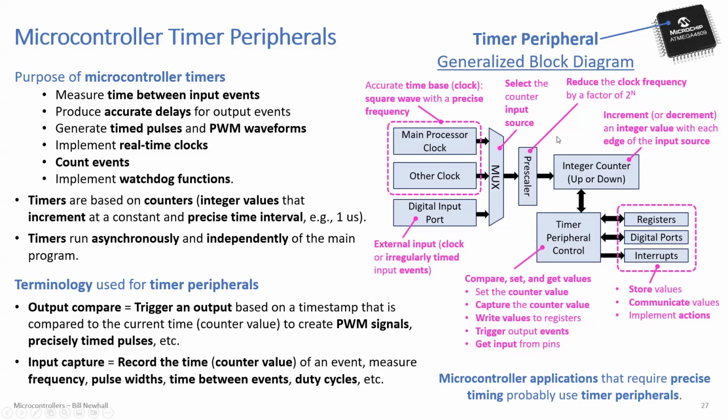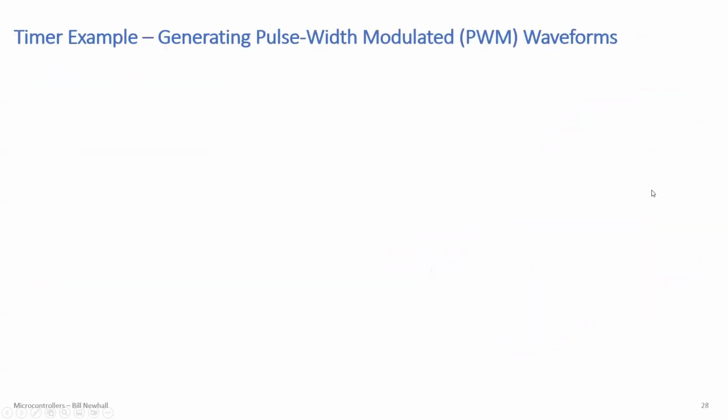Okay, so that's a look at what is inside the microcontroller and what it does at a block diagram level. Let's look at an example of generating a pulse width modulated waveform. How does this work? How does the timer do this?